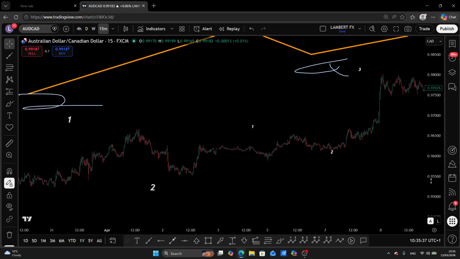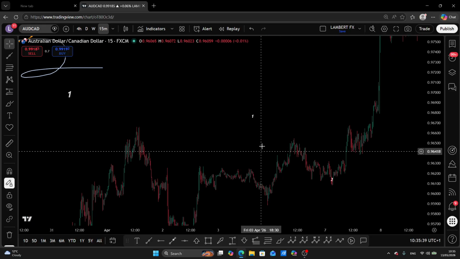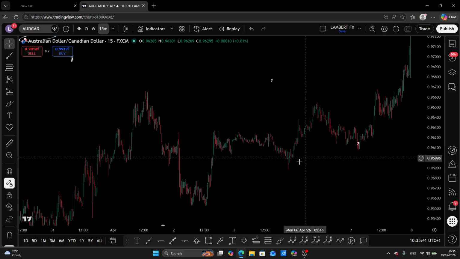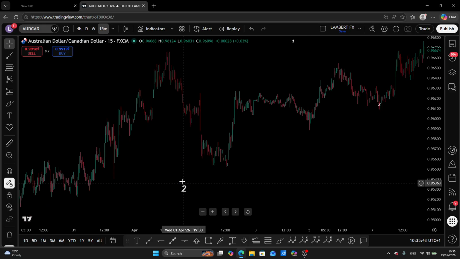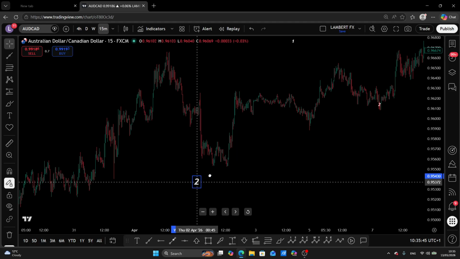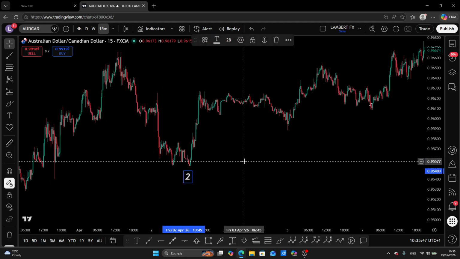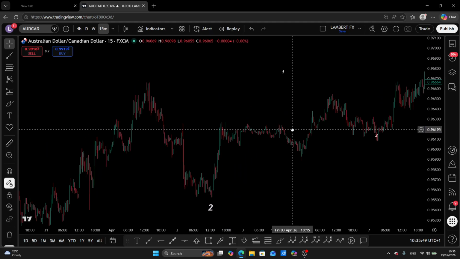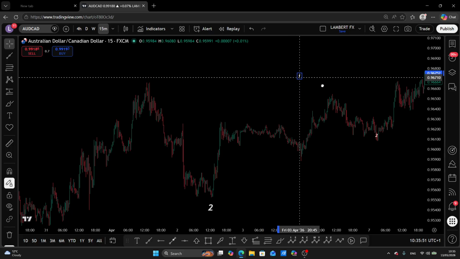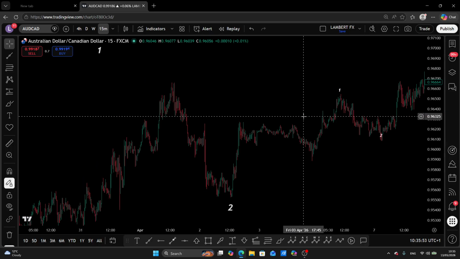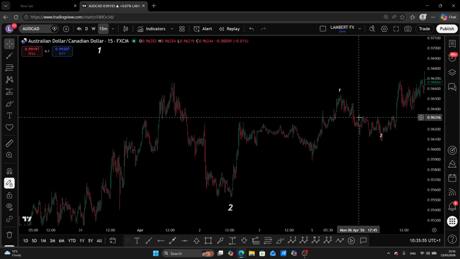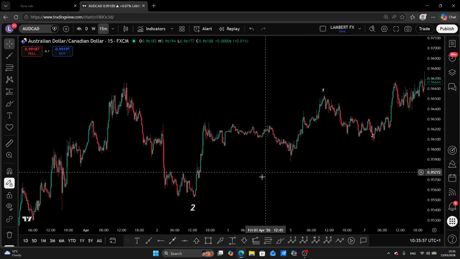All right, so what I'll do is zoom this out a bit, so we start from where the 2 ended, this low here. Now we say that our 1 should be here. Let's count this leg up to see if we can get a 5 leg up.